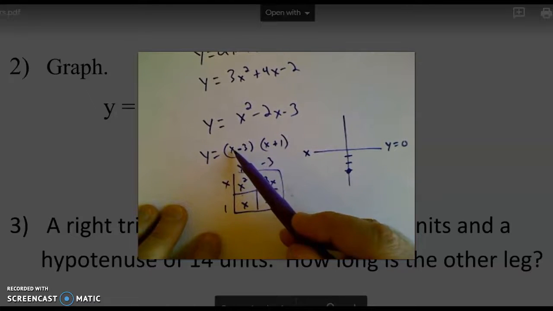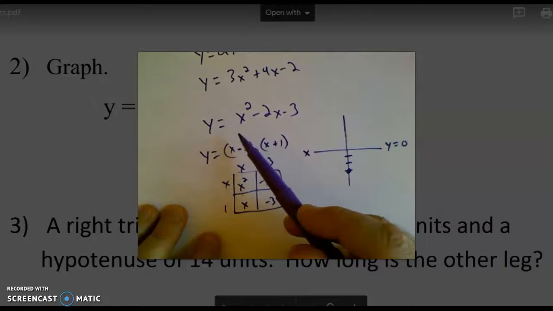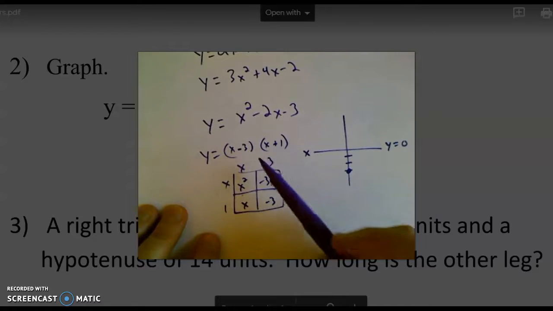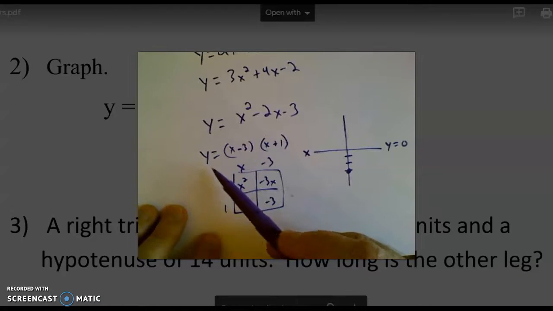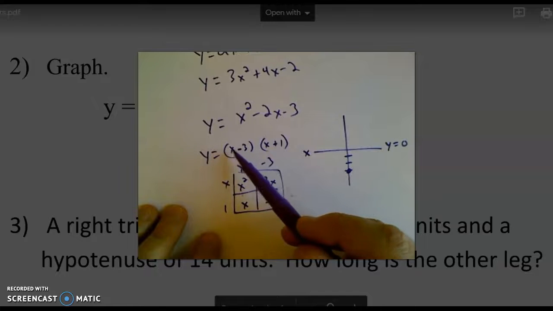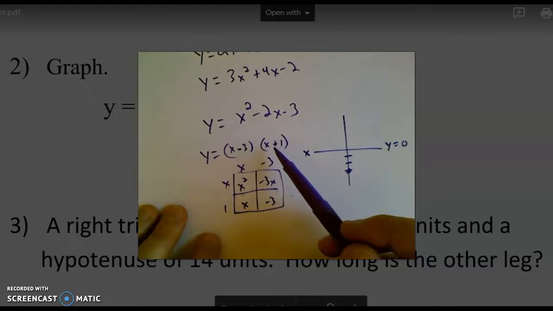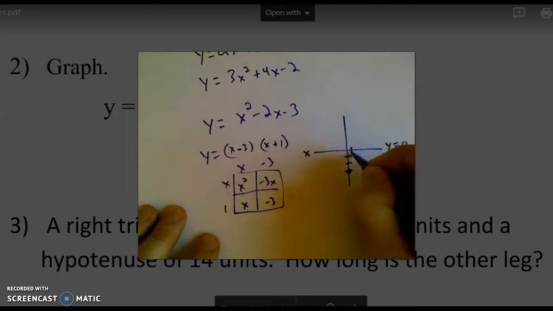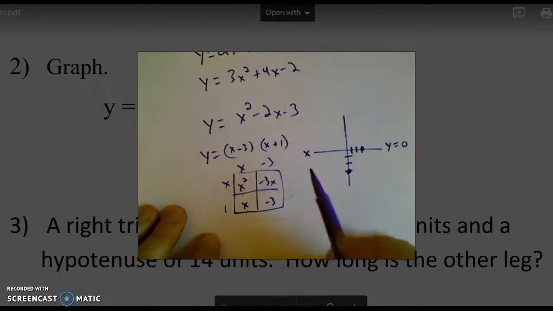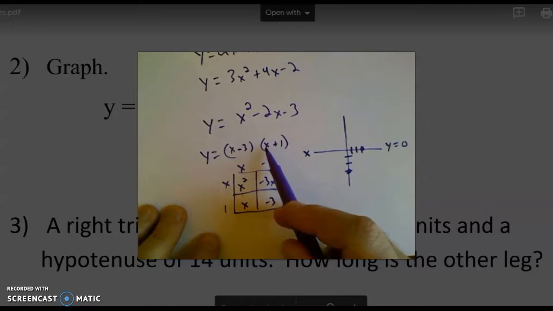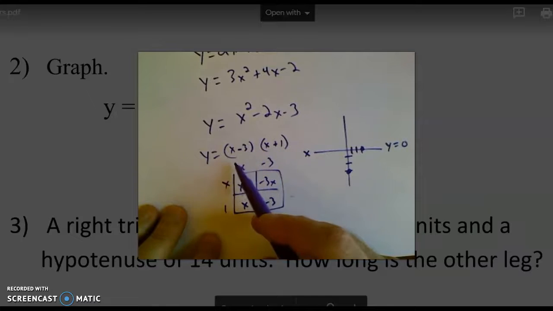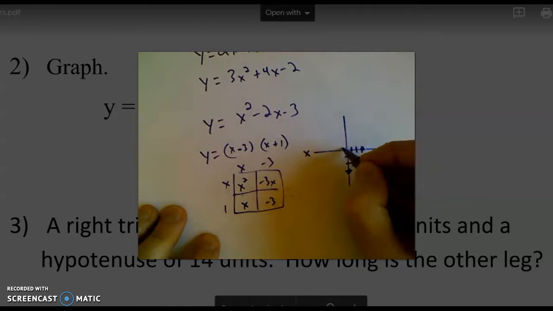Because again, the x-intercept is when y is equal to 0. So what value would I put in for this x and this x, same number, that gives me a final answer of 0? Well, 3 would, because 3 minus 3 is 0, and 0 times 4, because 3 plus 1 is 4, is still 0. So 3 is one of the x-intercepts. And the other x-intercept will be negative 1, because negative 1 plus 1 is 0, and 0 times anything is still 0. So negative 1.